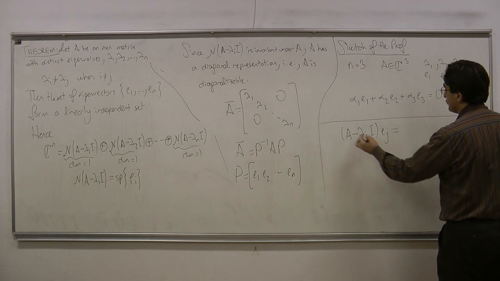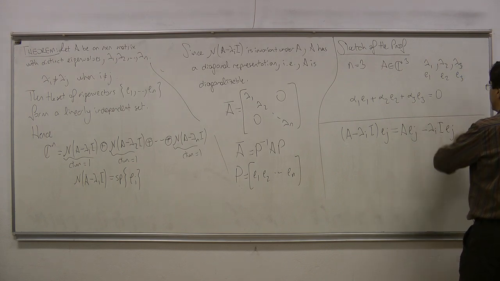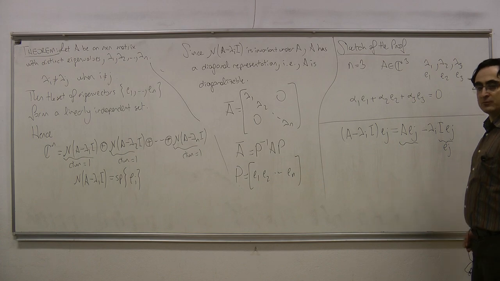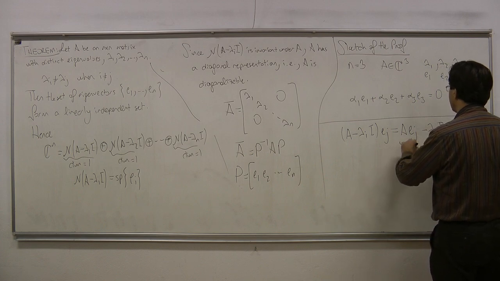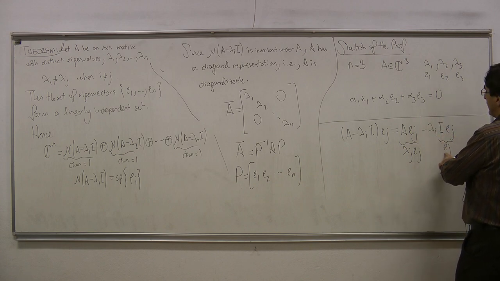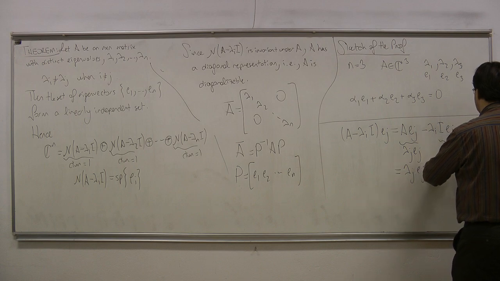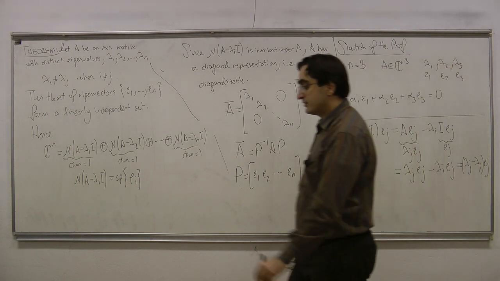So now let us try to expand this product here. A times ej minus lambda i identity ej. Okay? I know that identity times ej is going to be ej itself. And what about A times ej? Ej is an eigenvector corresponding to the eigenvalue lambda j. So this is going to be lambda j times ej. And since this product identity times ej is ej, this is going to be lambda i ej. Okay? So this is going to be lambda j ej minus lambda i ej. Okay? And when I take ej in parentheses here, I would have lambda j minus lambda i times ej. Okay?